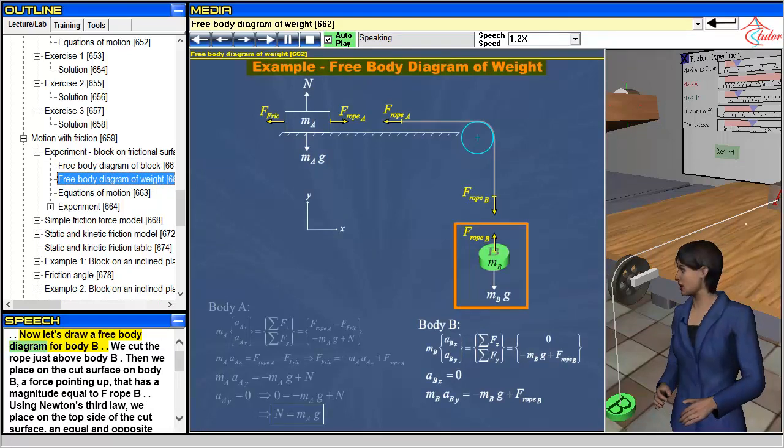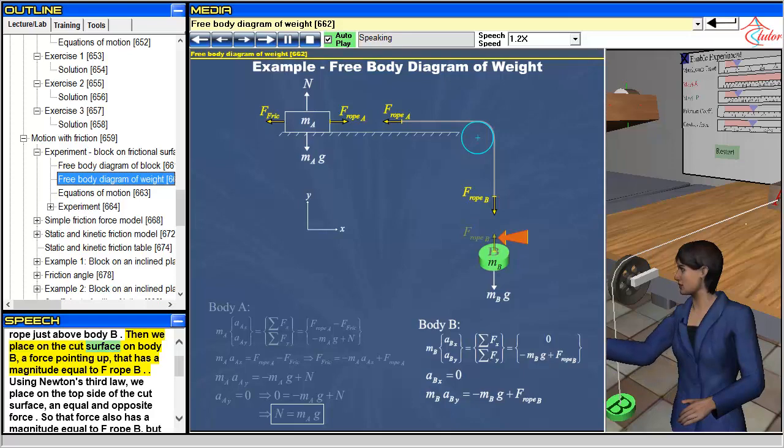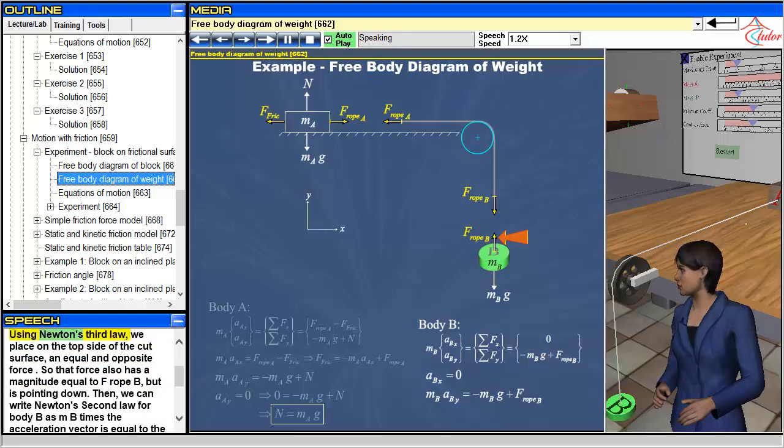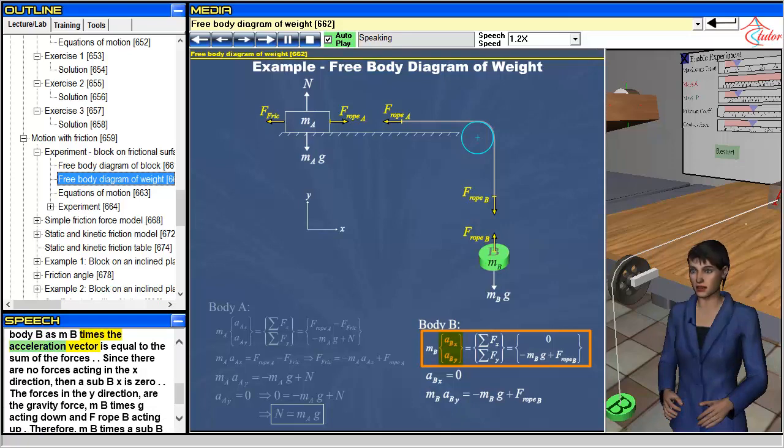Now let's draw a free body diagram for body B. We cut the rope just above body B. Then we place on the cut surface on body B a force pointing up, that has a magnitude equal to F rope B. Using Newton's third law, we place on the top side of the cut surface an equal and opposite force, so that force also has a magnitude equal to F rope B, but is pointing down. Then, we can write Newton's second law for body B as m_B times the acceleration vector is equal to the sum of the forces.